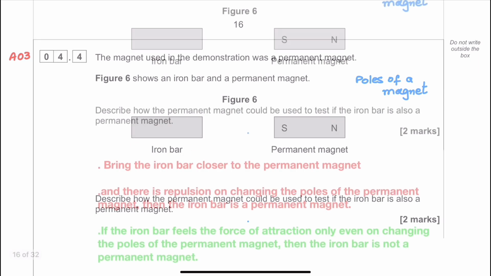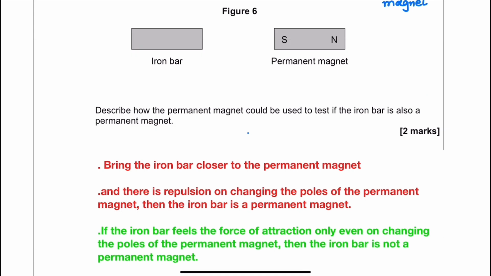Let's see the model answer. Bring the iron bar closer to the permanent magnet, and if there is repulsion on changing the poles of the permanent magnet, then the iron bar is a permanent magnet. Either we can change the poles of the permanent magnet or we can change the direction of the iron bar towards the permanent magnet. If there is attraction and repulsion between them, then the iron bar is also a permanent magnet.